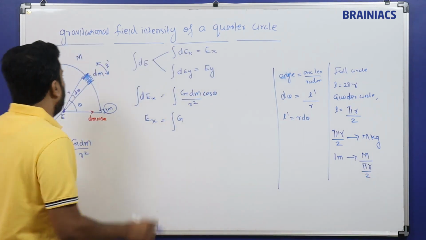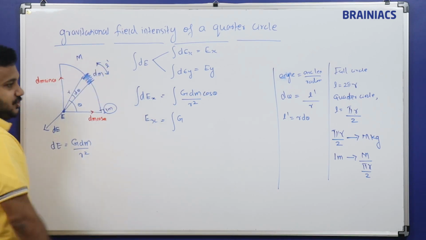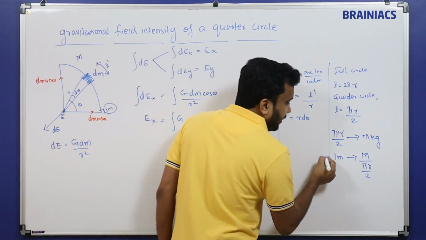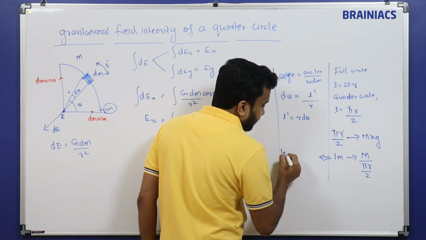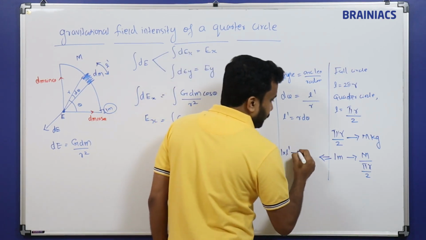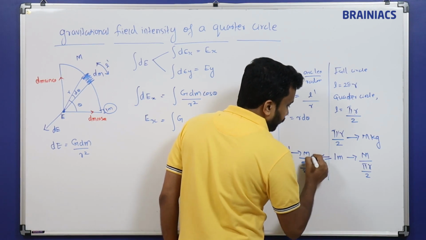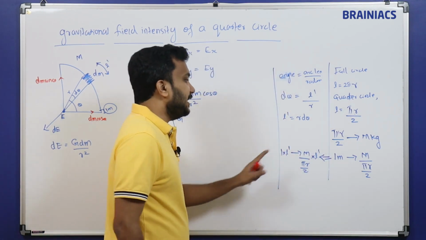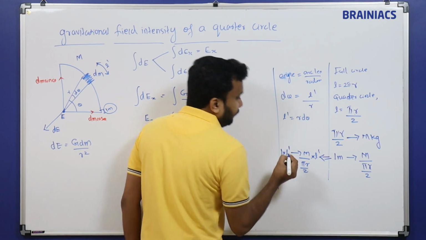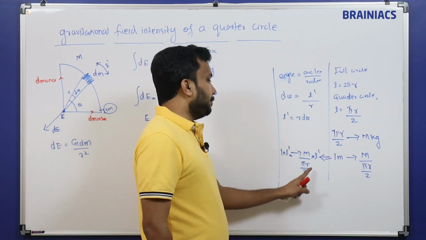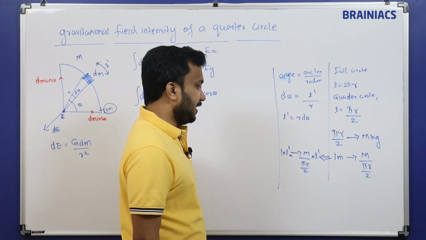Now what is our original length? Our length is L dash. So for 1 meter, the mass is m by pi r by 2, so on the left side I am multiplying with L dash. So what should I do? I have to multiply the same on the right-hand side. So this means an L dash meter wire will have m divided by pi r by 2 into L dash.